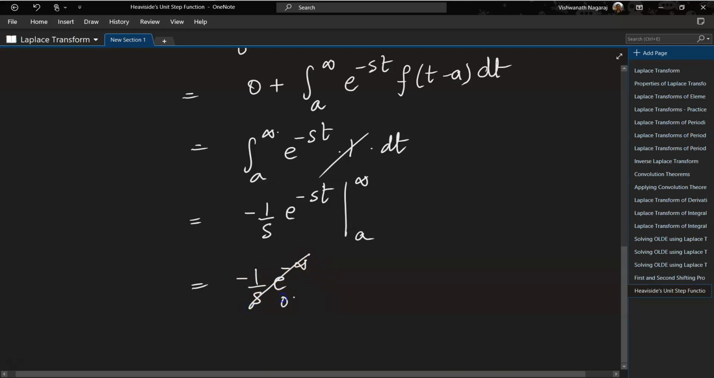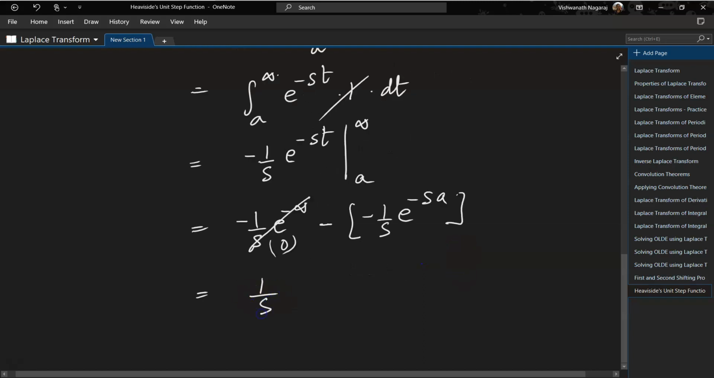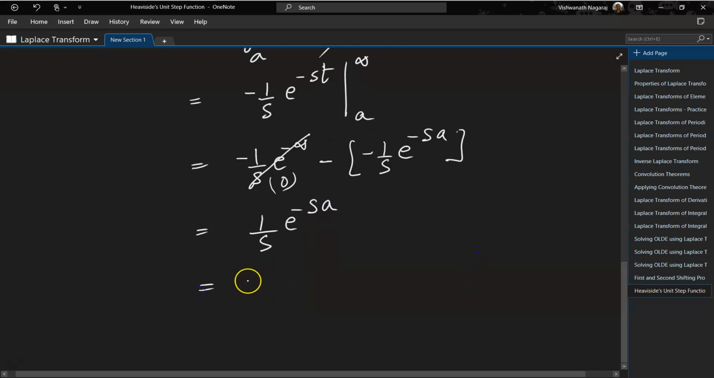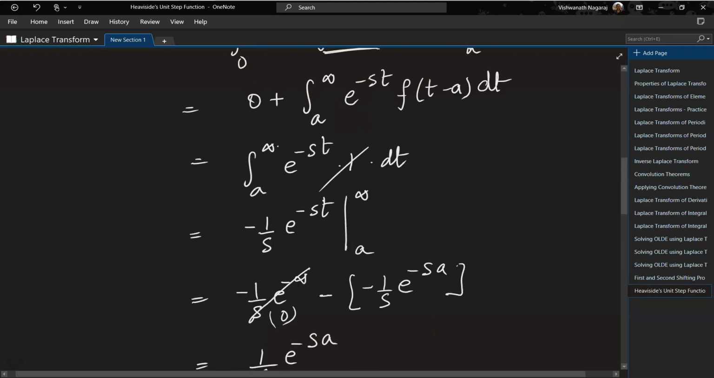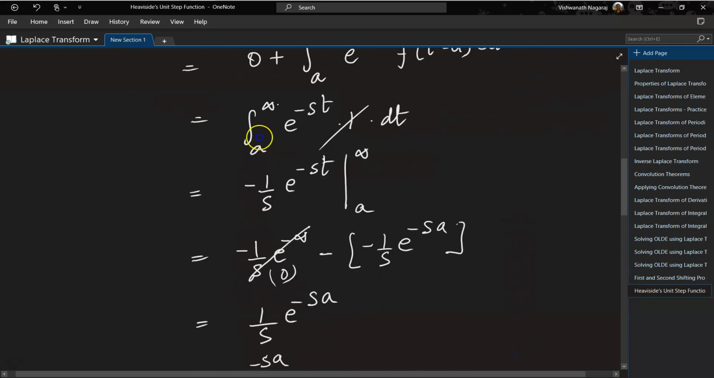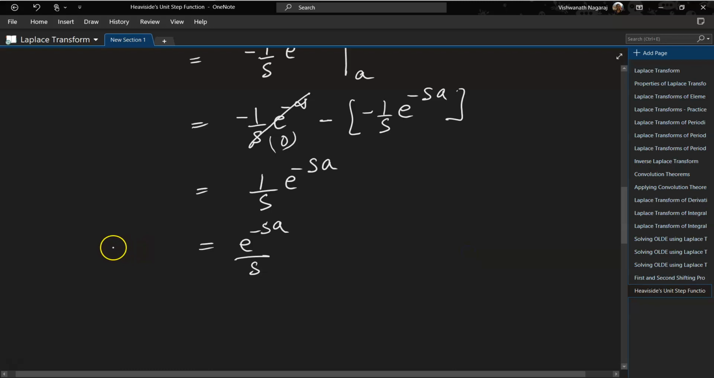So this is 0 minus, now we are substituting a, so minus 1 by s e to the power of minus s a, and this becomes minus into minus, plus 1 by s e to the power of minus s a. Or we could just say e to the power of minus s a by s is the Laplace of a unit function f of t minus a. Remember, this is a unit function.